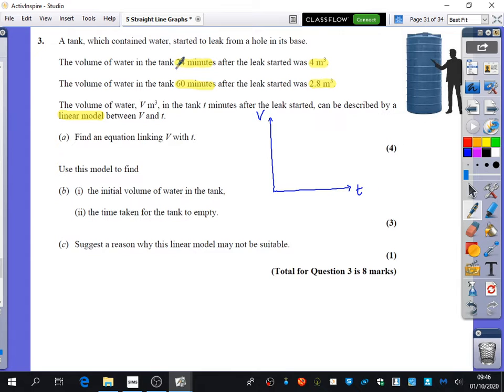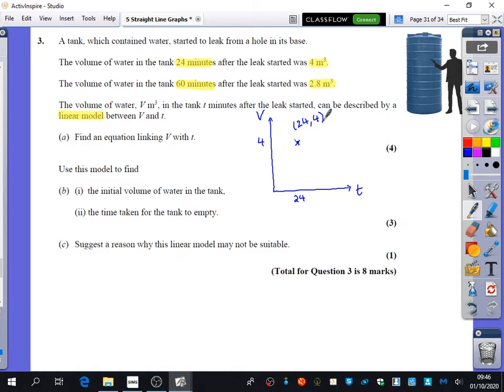I know that the volume of water in the tank 24 minutes after the leak was 4. So I'm going to go along the t-axis. I'm going to do a sketch of this. I'm going to go to 24, and I'm going to say at that point, the volume was 4. So I've got a point here, and that point is 24, 4 as a coordinate.